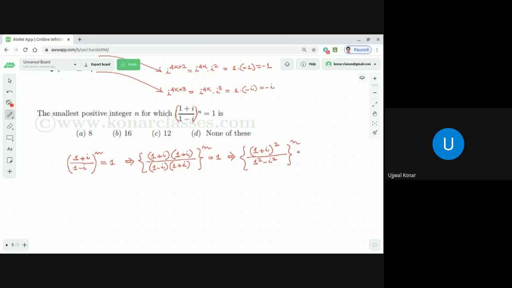Power n is equal to 1. Correct or not? So after that, I am coming here. So this implies (1 plus i) whole square. So let us do it. 1 plus i whole square is what?